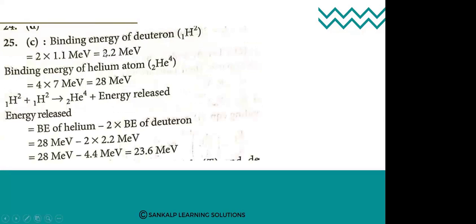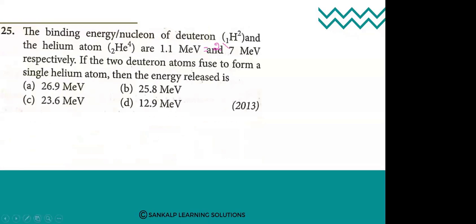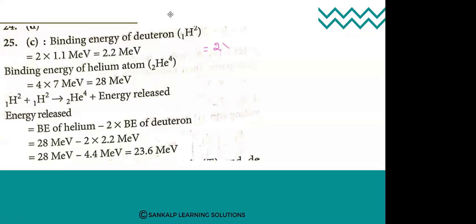Yes, so you can see here, students, how to simplify this one. The binding energy per nucleon of deuterium is given as 1.1 mega electron volt. For deuterium, the mass number is 2. In the question, see here, they have given energy per nucleon. So what you do is, deuterium has 2 nucleons, therefore 2 into 1.1 will be 2.2 mega electron volt.